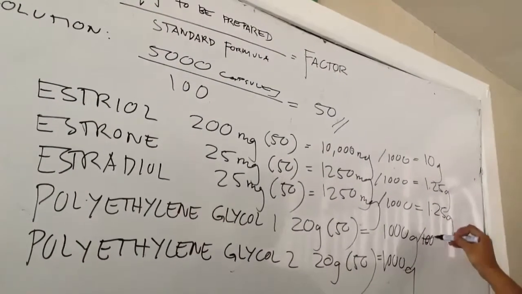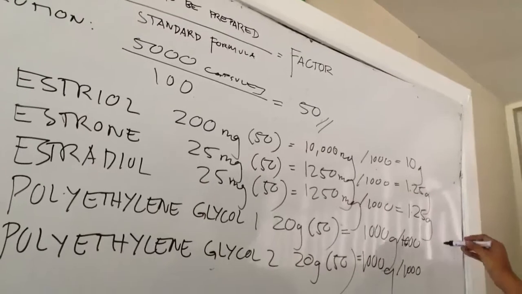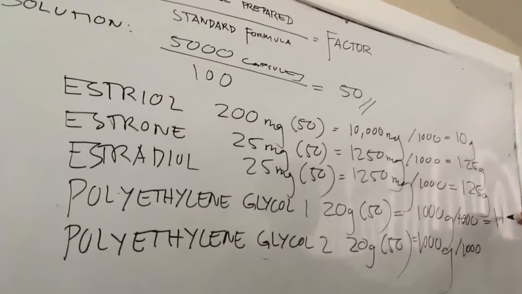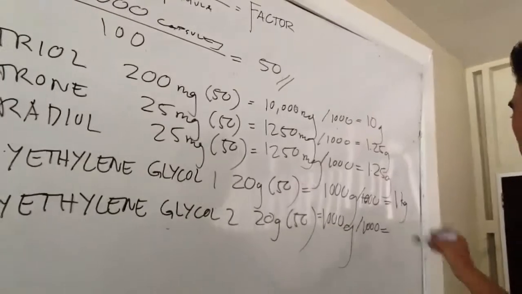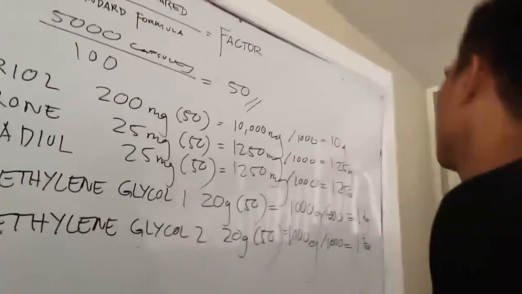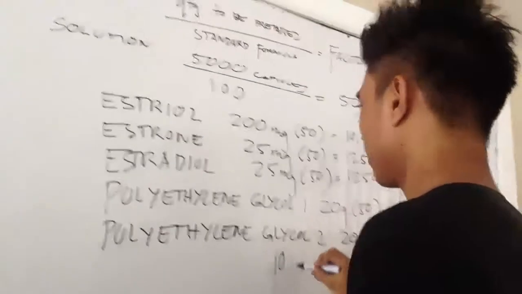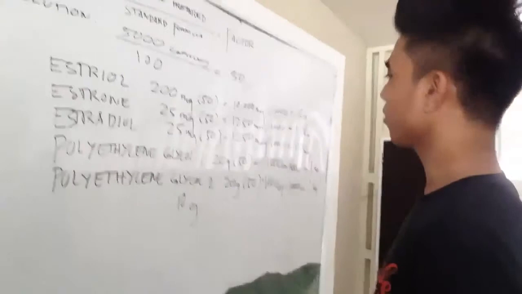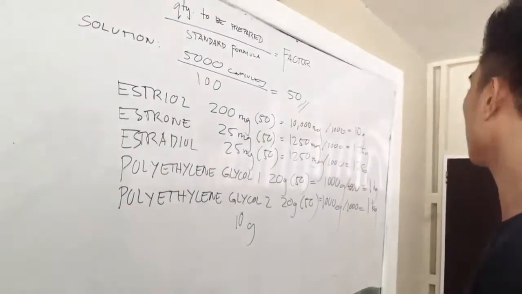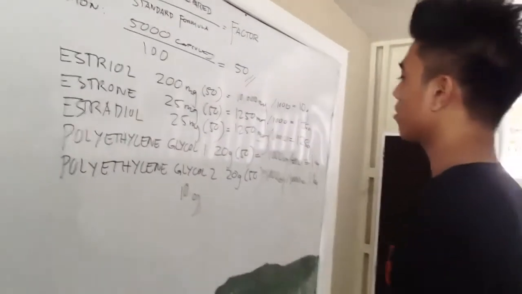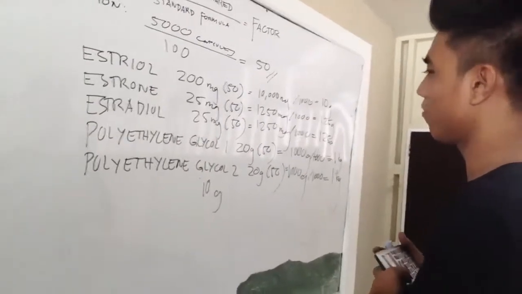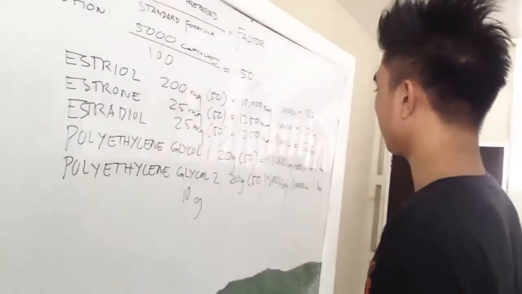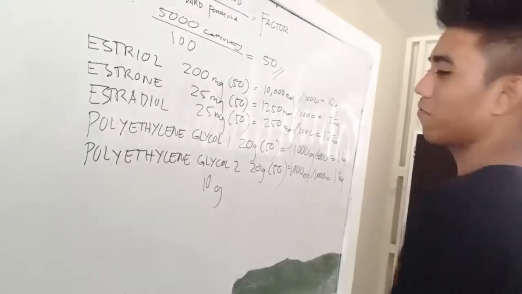And the last 2 ingredients should be in kilograms. We will also divide it by 1,000. 1,000 grams divided by 1,000, 1 kilogram. Therefore, 10 grams of estriol, 1.25 grams of estrone, 1.25 grams of estradiol, 1 kilogram of polyethylene glycol 1450, and 1 kilogram of polyethylene glycol 3350 in order to produce 5,000 capsules.